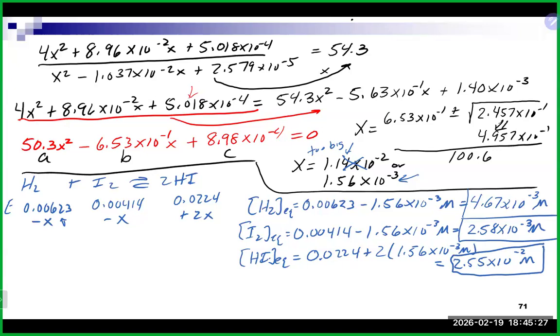That's lots of some fun math, yeah. And again, let's check ourselves just to make sure. We put that back in, we'll take our HI and square it, divided by our two other ones, 4.67 to the minus 3, divided by 2.58 to the minus 3. That's like 54.1. That's pretty darn good, I think. Yeah, not too bad. Any questions on that?